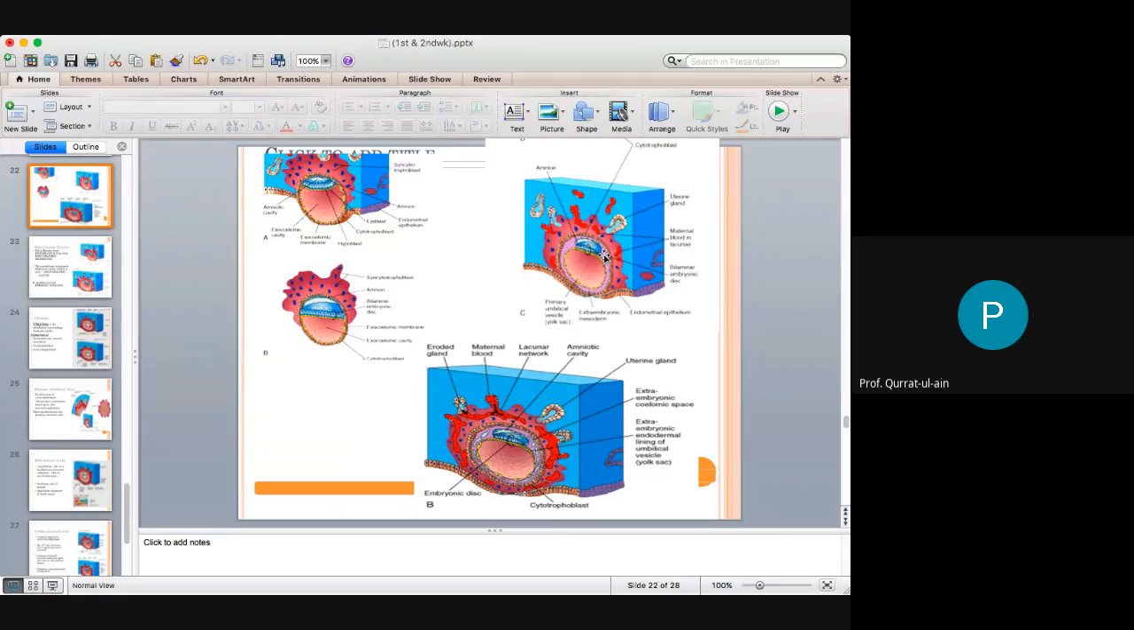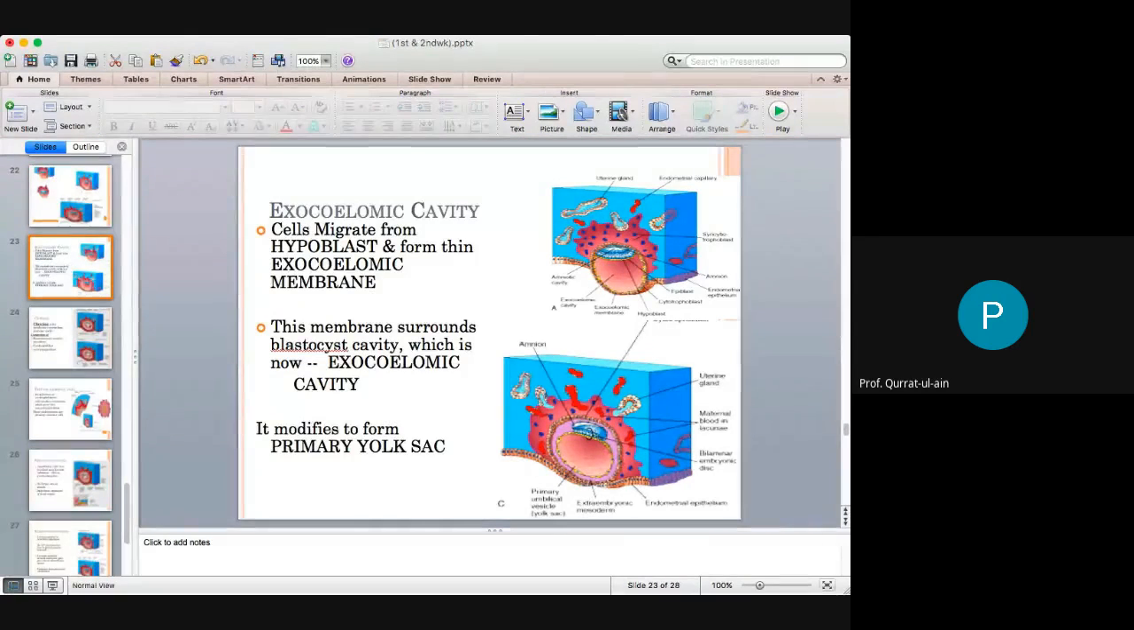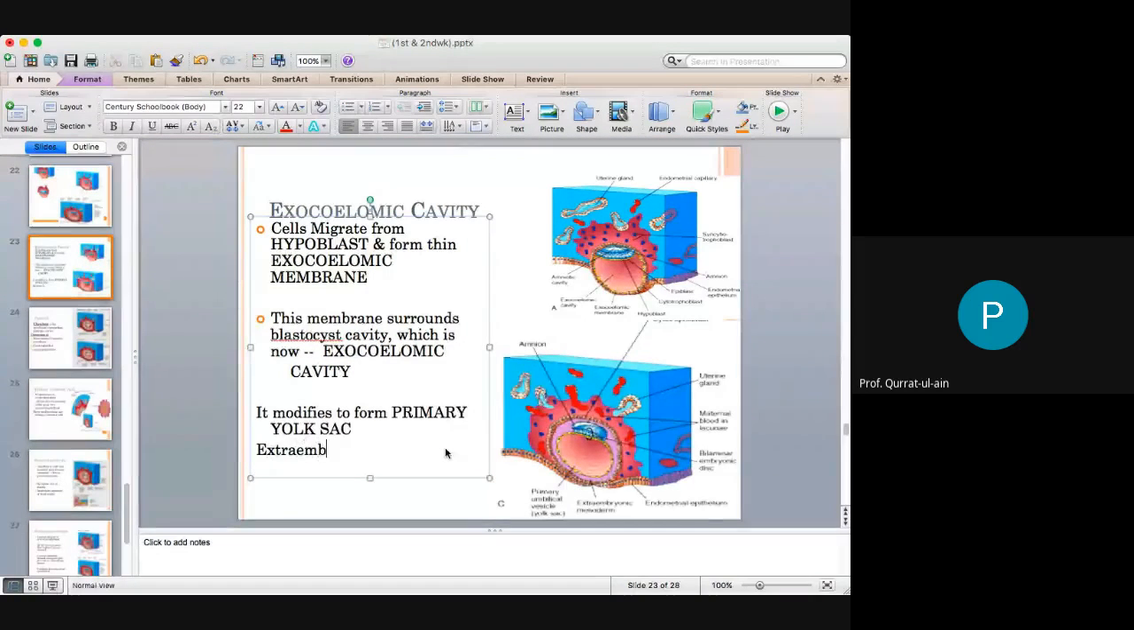This purple zone is another connective tissue, which is known as extraembryonic mesoderm. I should write this word somewhere here, the extraembryonic mesoderm. Extraembryonic mesoderm. We can see from this slide also that this is the hypoblast, the yellow layer.